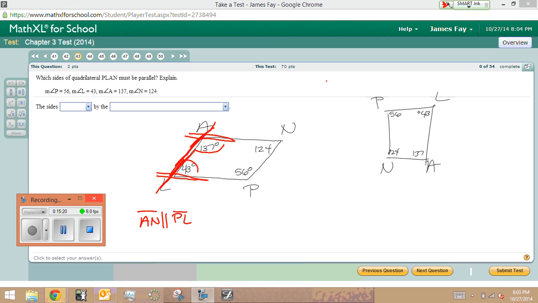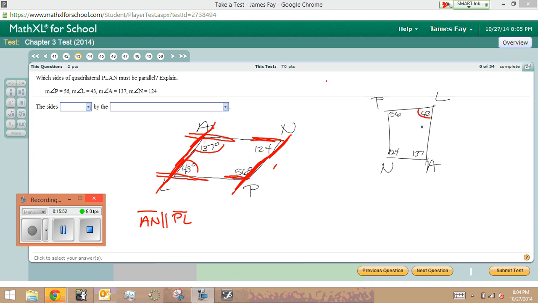Now we're looking at that angle. Still looking over here, I guess we could look at those two angles, that angle of N and that angle of P. They are also supplementary and they're same side interior. Okay, so AN is parallel to PL by both those statements.